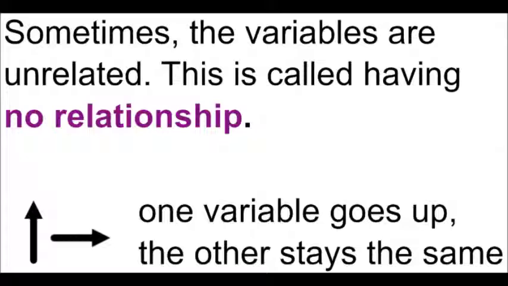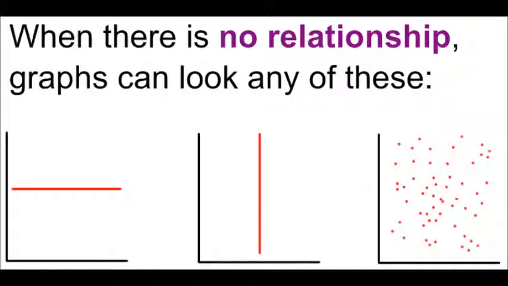Sometimes the variables are unrelated. This is called having no relationship, and that's where one variable goes up and the other variable stays the same. When there is no relationship, graphs can look like any of these.